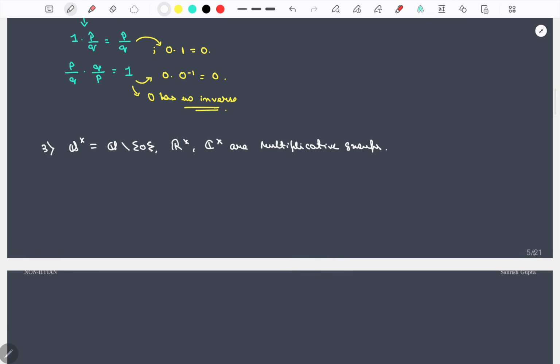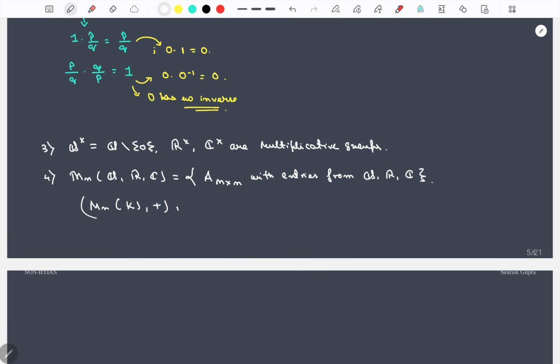Now the fourth example would also be very nice. We consider all n cross n matrices with entries from Q, R, or C. Let me just take this as K, so K can be Q, R, or C. This set of matrices, with respect to the usual addition of matrices, is a group.